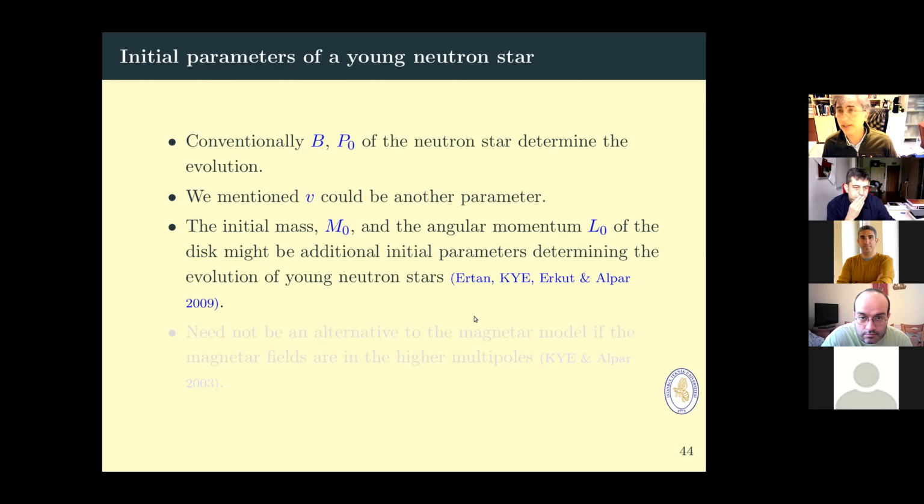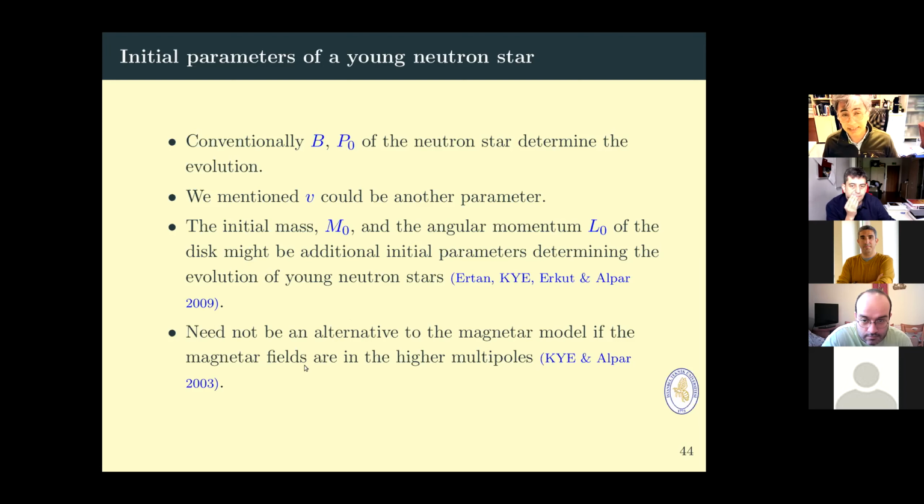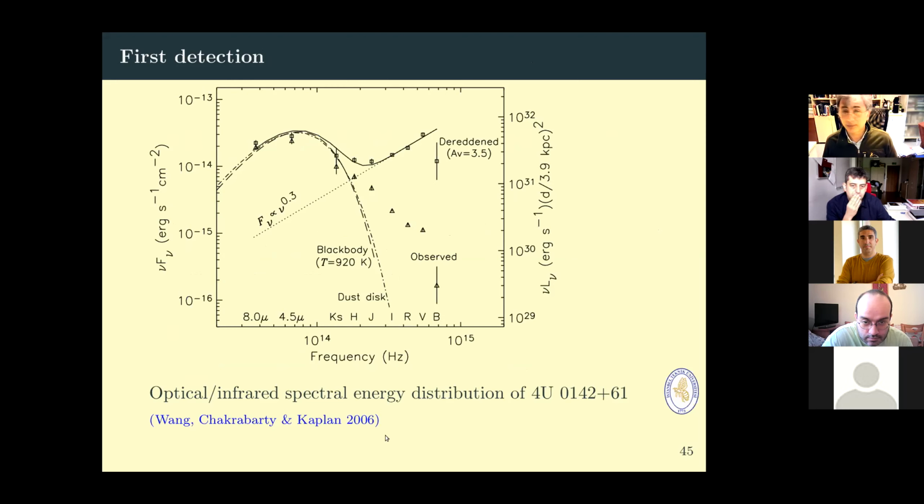more parameters to the evolution of neutron stars, and could make the evolution of young neutron stars more colorful. And it need not be an alternative to the magnetar model if the magnetar fields are in the higher multiples, as we have suggested some time ago.